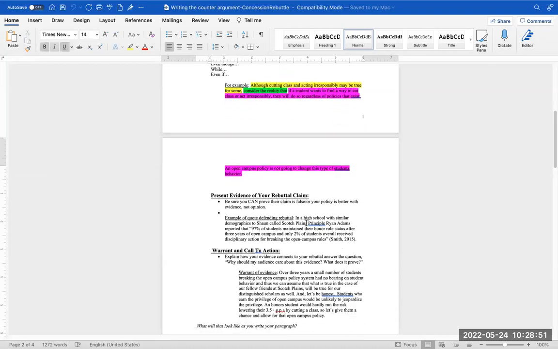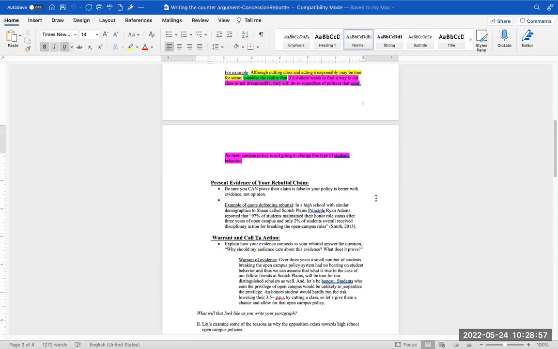How are we going to prove that? An example. In a high school with similar demographics to Sean called Scotch Plains, Principal Ryan Adams reported that 97% of students maintained their honor roll status after 3 years of open campus. And only 2% of students overall received disciplinary action for breaking the open campus rules.